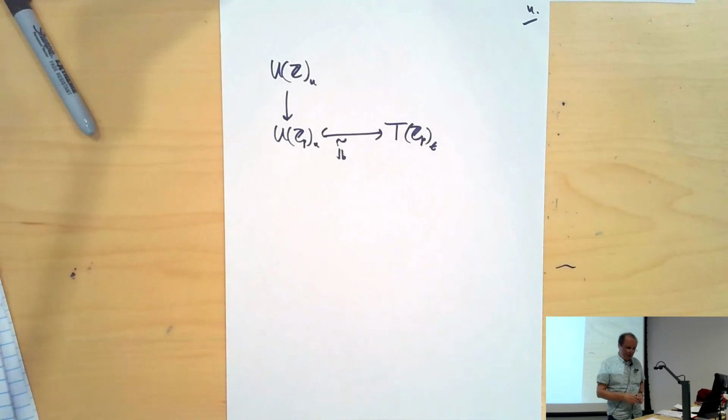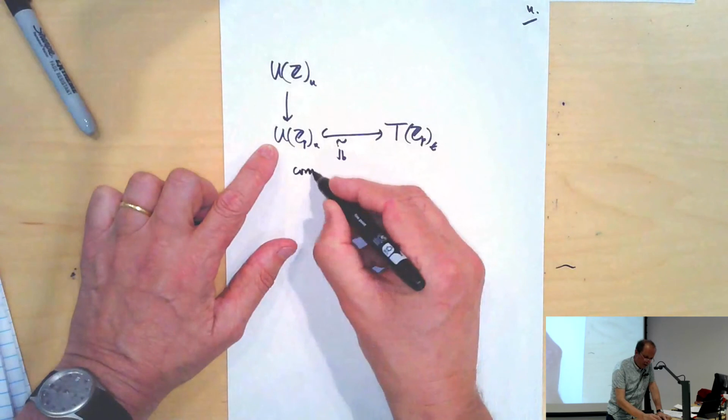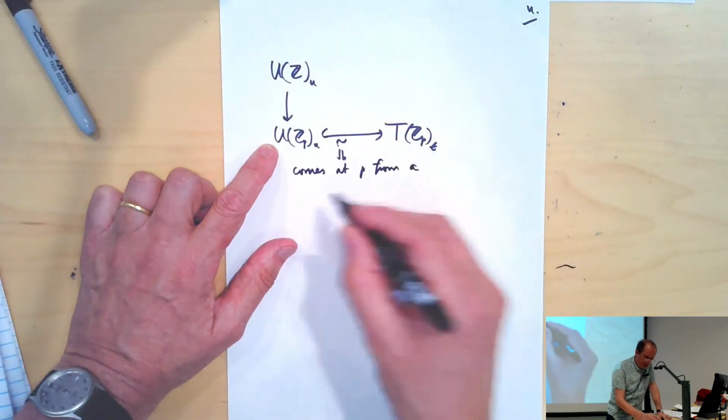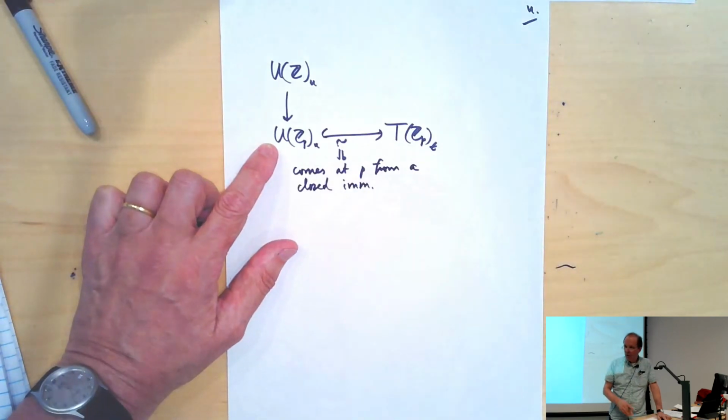And one of the things that we will do is this comes at P from a closed immersion, right? And we do it on Z_p points.